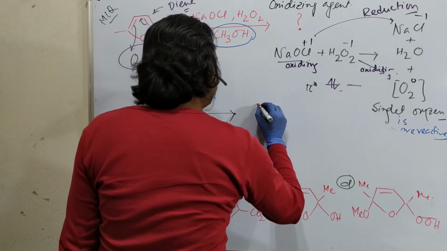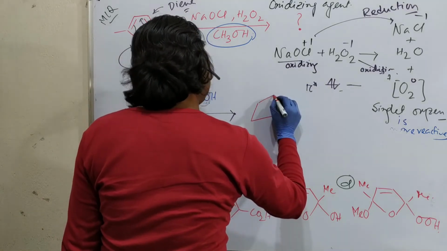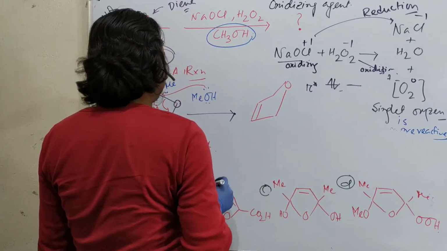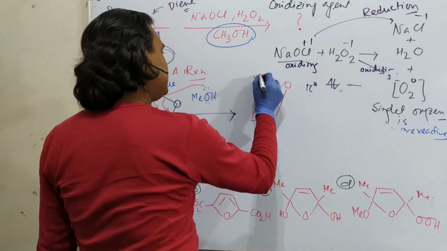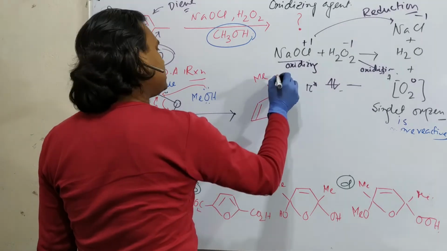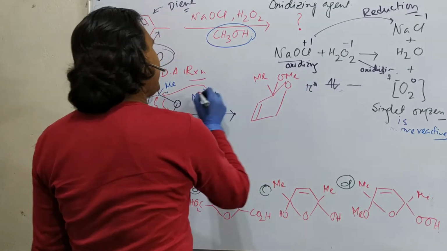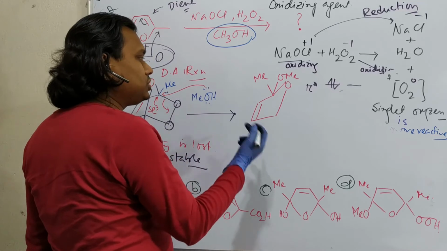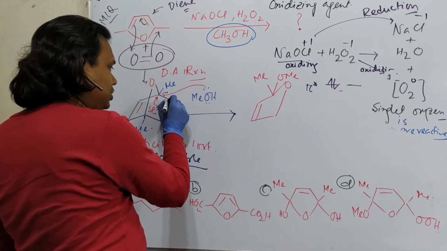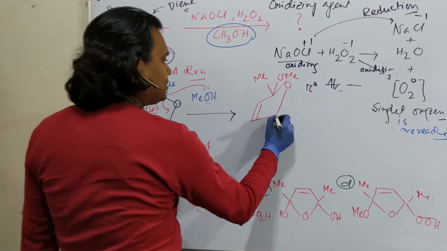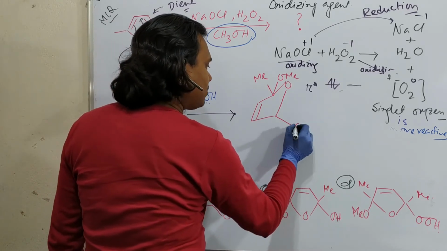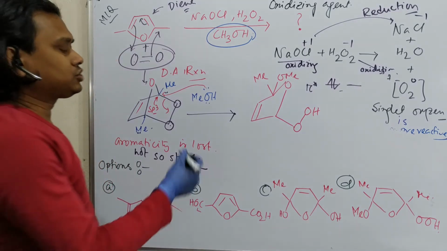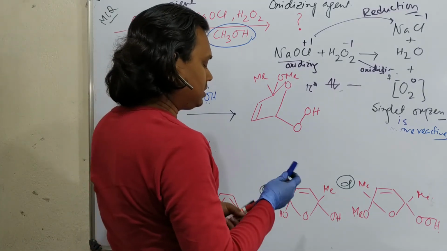Just draw everything as it is. This is the double bond, and here methyl, and what is attached? OMe. Because when methanol attacks, this oxygen will become delta positive, it will release one proton, and the ring opens, giving one oxygen, and that proton will be abstracted by this O-. Okay, so let's redraw this thing a little carefully.